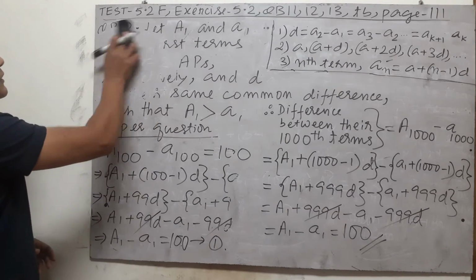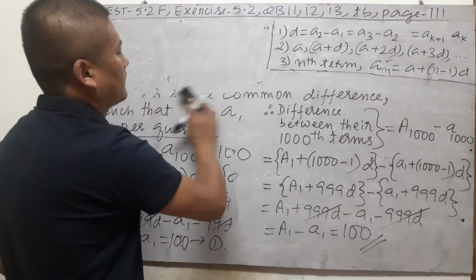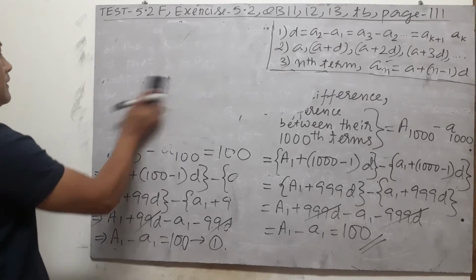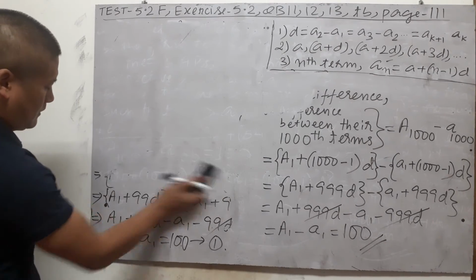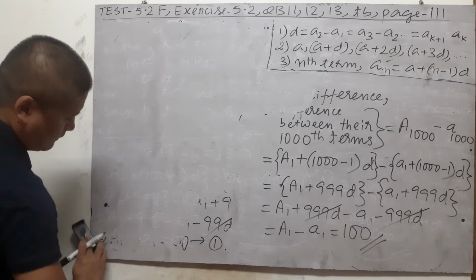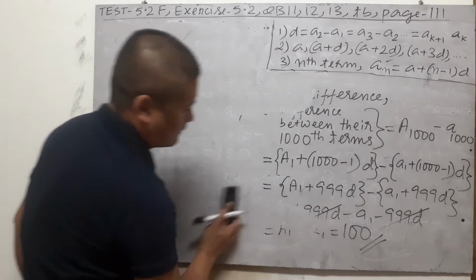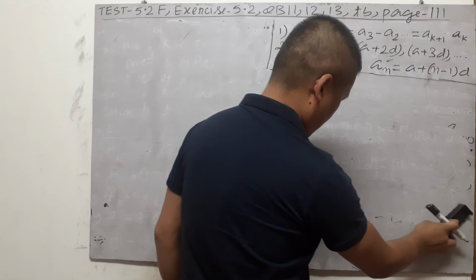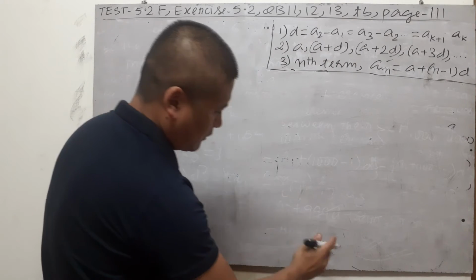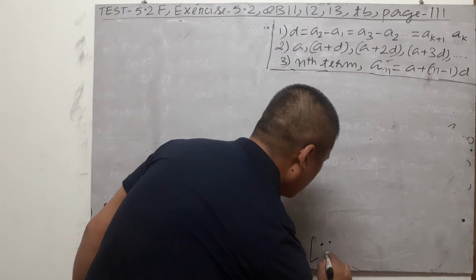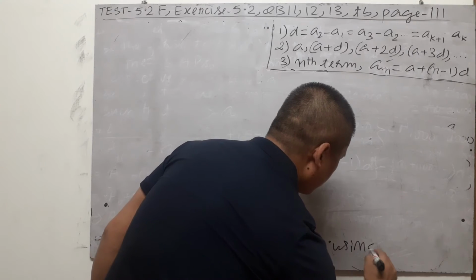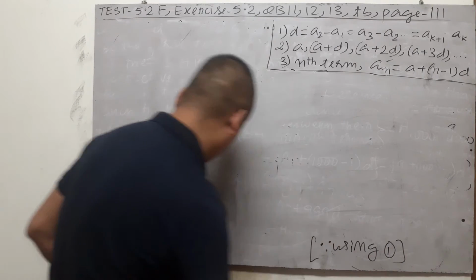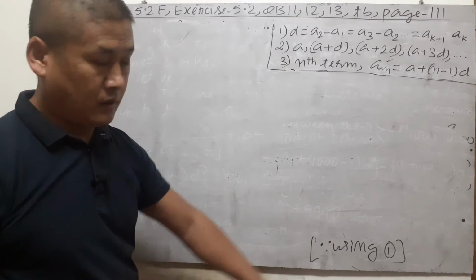Okay, last question, 13. And then after you got the value equal to 100, you put below that, since using equation 1, because we got that value 100 from equation 1.